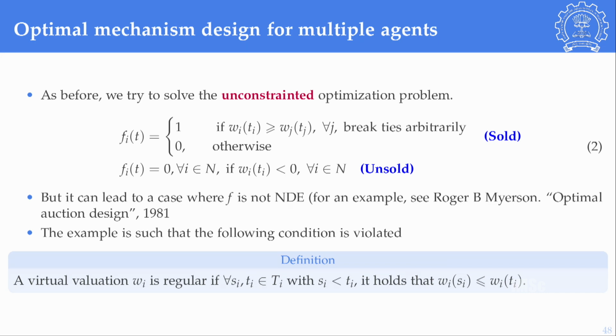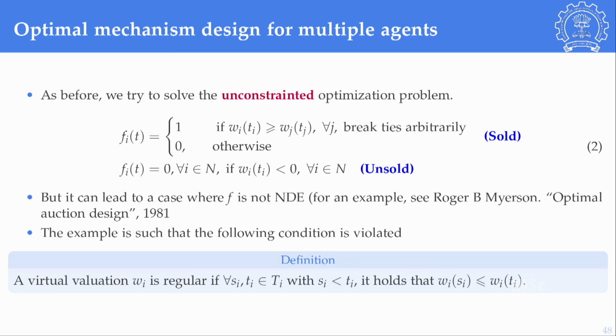So, if you solve this unconstrained problem, you are doing the right thing: you are going to give the item to the one who maximizes the virtual valuation. That is essentially the whole idea. It is just a small change from the previous setup to this setup. Now, there is no price anymore.